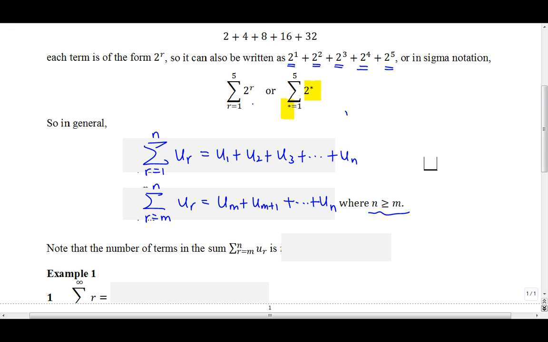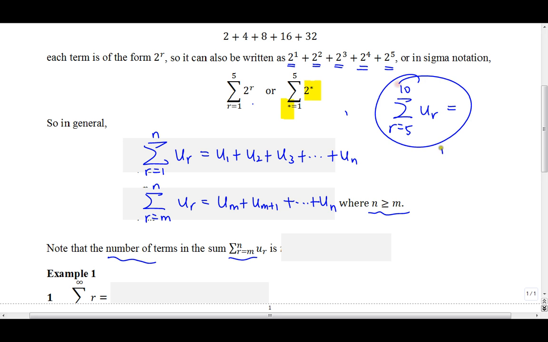How many terms do you expect in this sum? I give you a quick example. The sum from r equals 5 to 10 of ur. How many terms are there? It's 5, 6, 7, 8, 9, 10. There should be 6 terms, not 5. So therefore, in general, it should be n minus m plus 1.